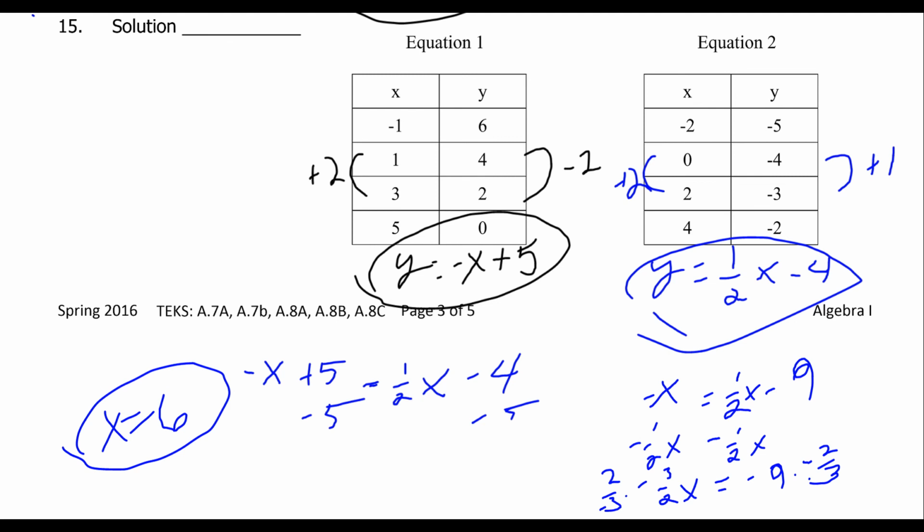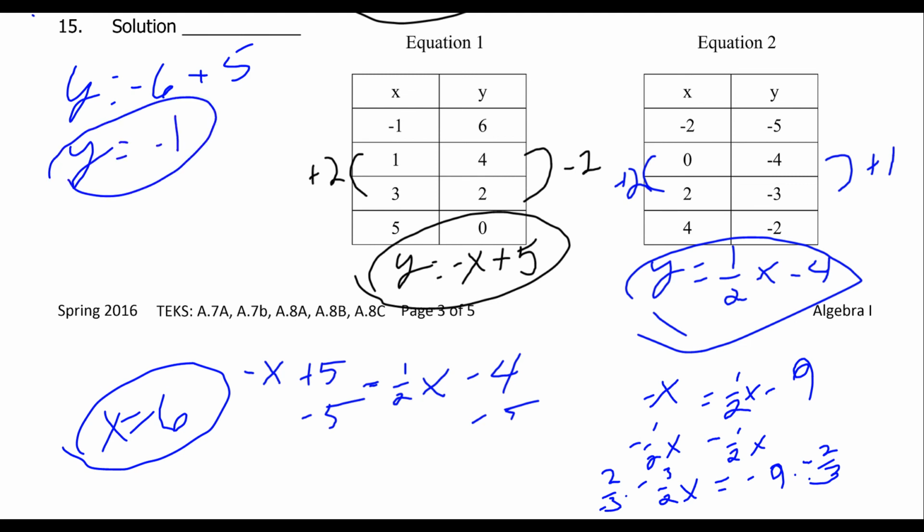Now, what I can do is take this 6 and plug it into one of these two equations and come up with what I need. So let's go with y equals negative 6 plus 5, y equals negative 1. Now, if I plug these two numbers into these two equations, what I should wind up with is a good solid answer.